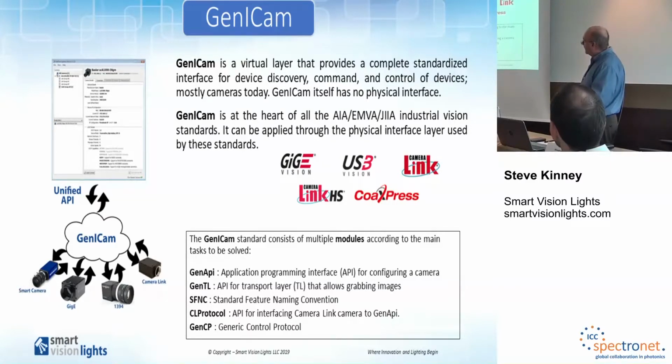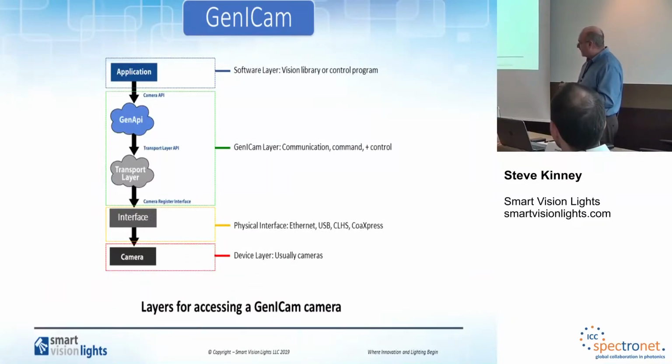And GenICam is a virtual layer that provides a complete standardized interface for device discovery, command, and control of those devices. Today, these interfaces and standards have been driven mostly by the camera companies that brought these up. They were necessary for the camera control and all the parameters, as well as the bandwidth. But there's no reason that we can't add things like lensing and lighting to the GenICam layer, since this is a self-describing layer used for the communication. So the lights could actually get that kind of interface and be automatic, just as they are on a camera.